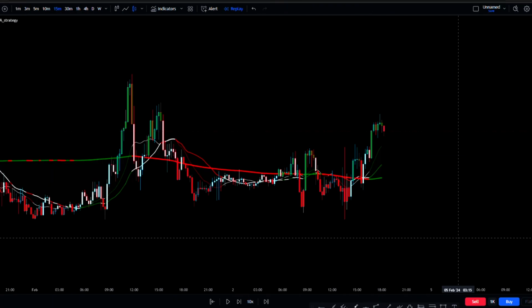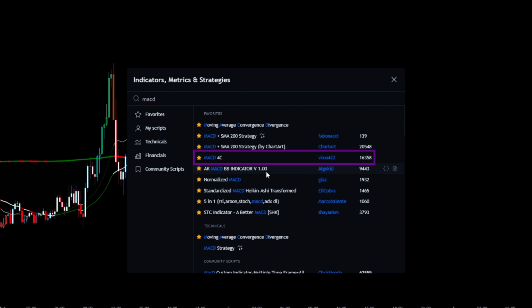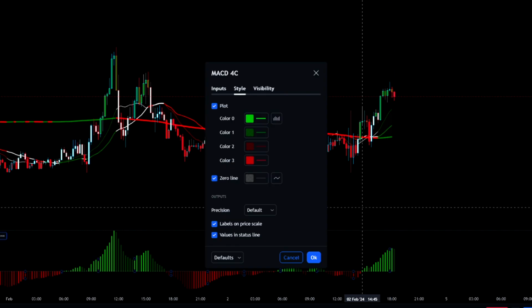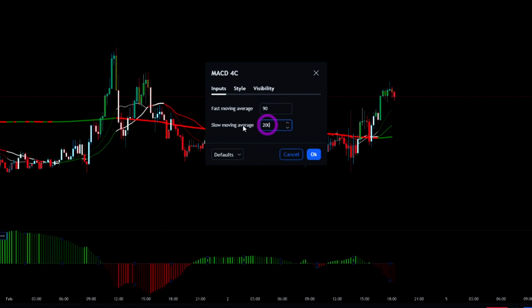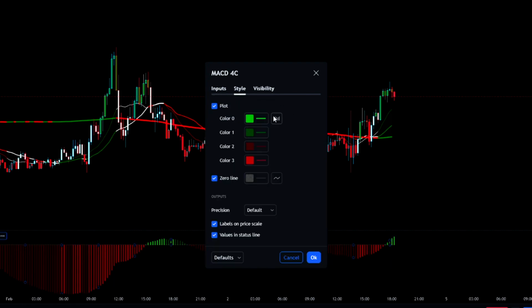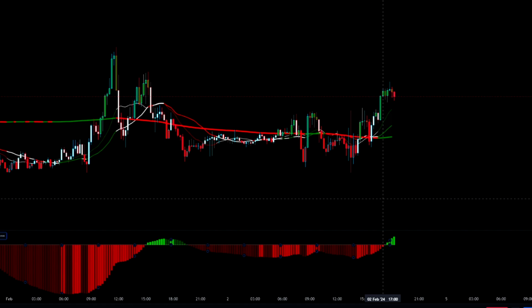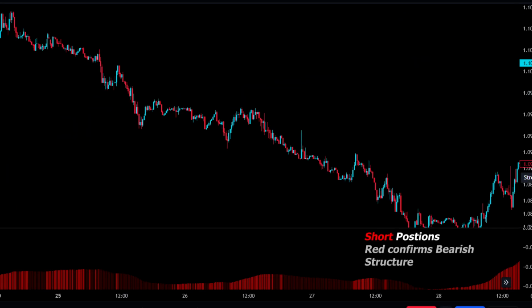Now let's go ahead and add the second indicator, and for this we need the MACD 4C by VKNO 422. Double click to open up its settings. Underneath inputs, change the fast moving average to 90 and the slow moving average to 200, then go to style, change the histogram to columns and the zero line more visible. This is super easy to follow. When the columns are green, we buy, and when the columns are red, we sell.